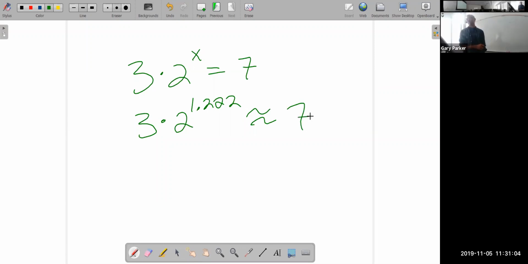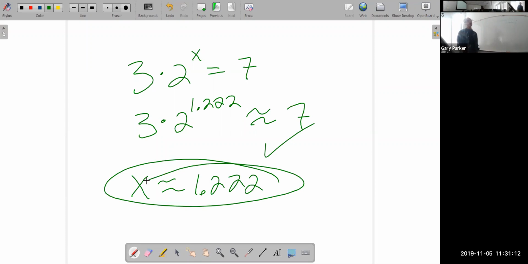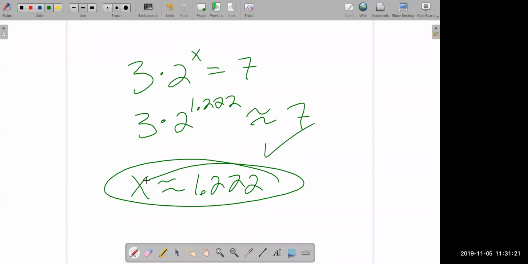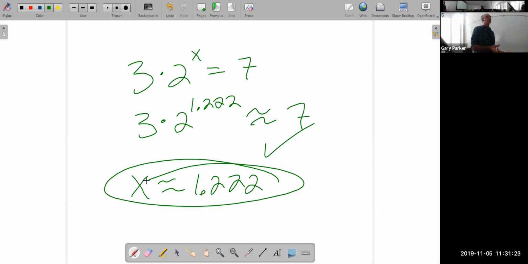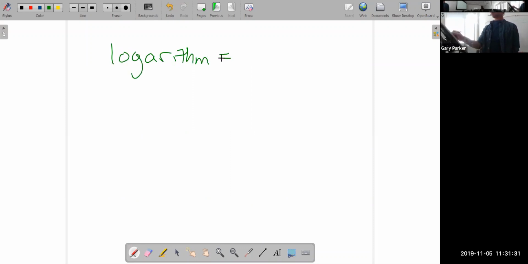So I'm just going to say that was about 7. It checks. So the answer is x is about 1.222 because it checked out. So our goal here is, again, to get used to this idea of logarithms if you've never seen them before. If you have seen them before, you remember how to use them, maybe not. They're a little bit tricky. But again, summary, the 2 important things you need to know is that the word logarithm means the same as exponent or power.